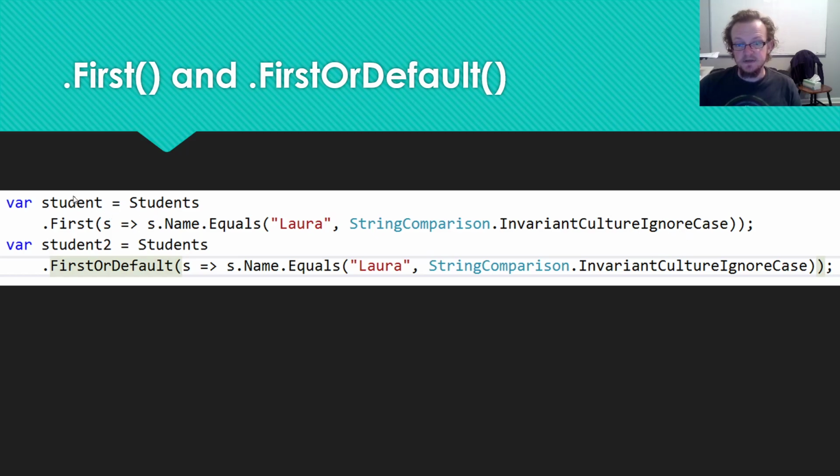So the difference between this one and student 2 is if we don't find any students named Laura in the first case, we'll get an exception. If we don't handle the exception, then obviously the method is going to stop processing at this line, and we don't necessarily know what's going to happen next. With student 2, it will return you the default value of a student, and we know that to be a null pointer because this is a reference type.